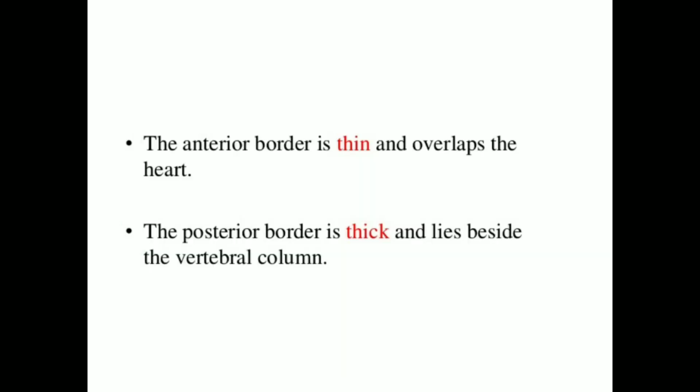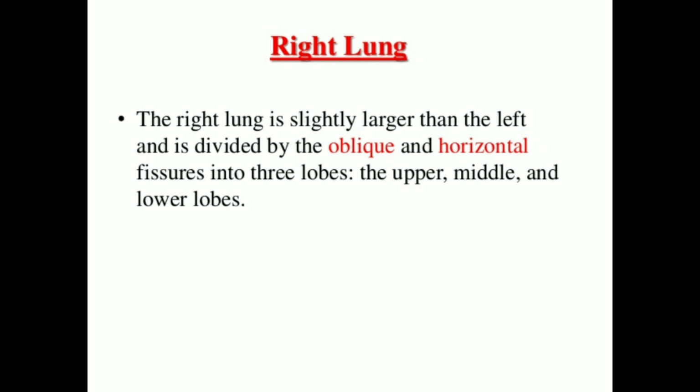Then there are the borders. The anterior border is thin and overlaps the heart. The posterior border is thick and lies beside the vertebral column. Then there are two lungs, called the right lung and the left lung. We look into detail about the right lung. The right lung is slightly larger than the left and is divided by oblique and horizontal fissures into three lobes. The three lobes are upper, middle, and lower lobes.